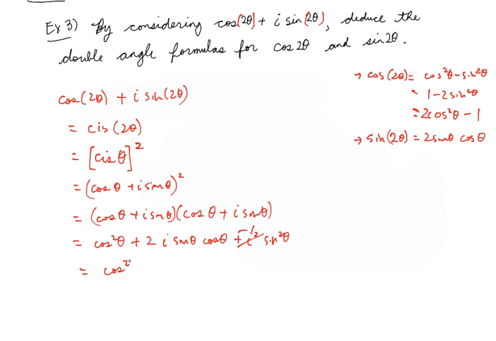So this becomes, let's group these properly. So I end up with cosine squared theta minus sine squared theta, okay, that looks pretty familiar, plus 2 sine theta cos theta times i. And that also looks very familiar. Okay, so here I've found the cosine of 2 theta, and here I found the sine of 2 theta. And this is basically the same as cosine of 2 theta, and this is the same as sine of 2 theta, so we can say these are the double angle formulas that we're interested in. Okay?